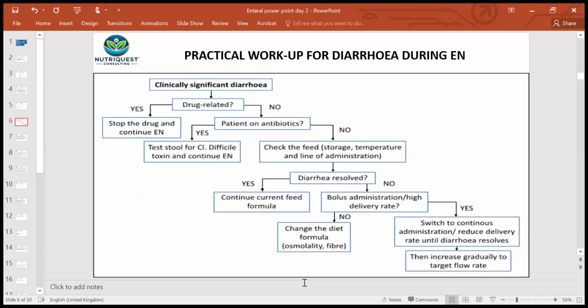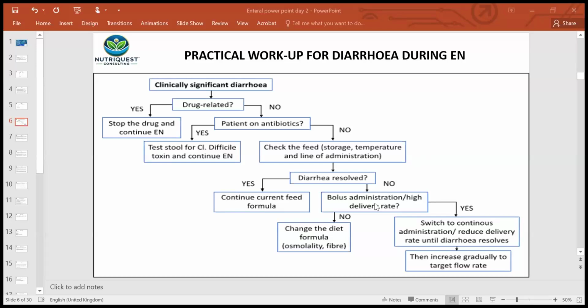Now, you are feeding a patient on enteral feeds, and then of course you notice that this patient is having diarrhea. Many times, what happens is that the doctors will tell you that we need to stop the feeds, but the standard does not allow us to stop feeding if the patient is experiencing diarrhea, and I'll take you through how that really happens.